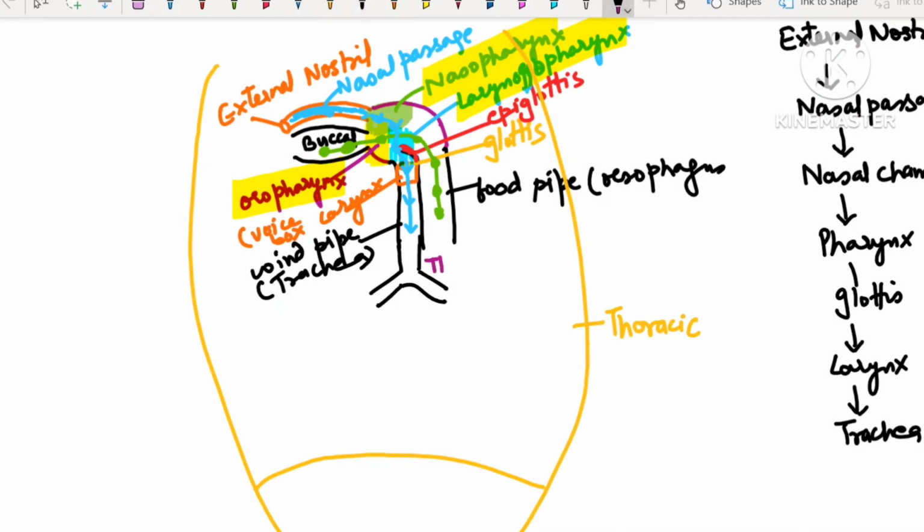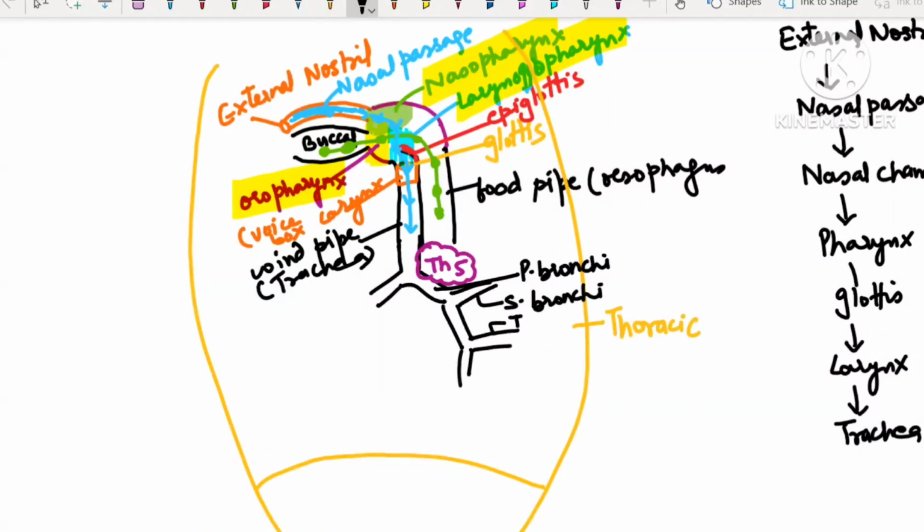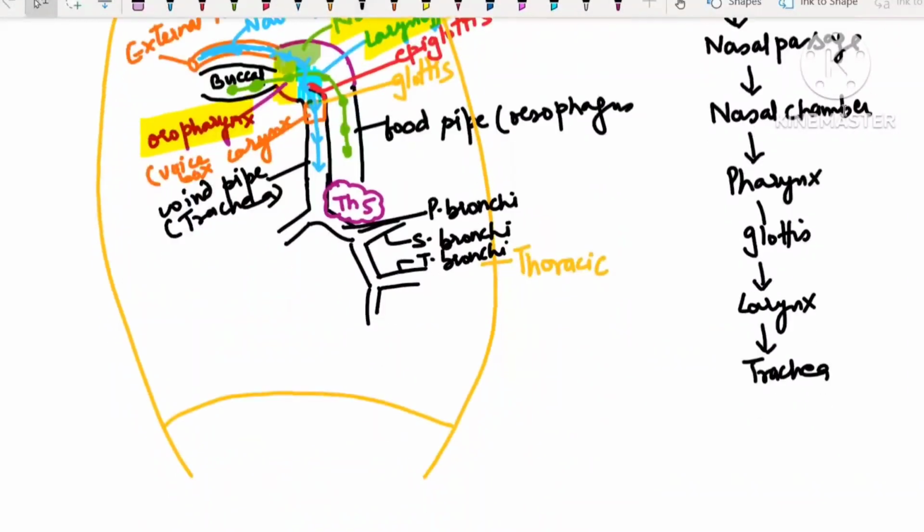So you can just write down here thoracic 5. Just make your learning thoracic 5. It is dividing into primary bronchi. This is primary bronchi. Clear? Now primary bronchi will again divide into secondary bronchi. This is secondary bronchi. Now this secondary bronchi will again divide further. This is known as tertiary bronchi. So I think up till here you are understanding that trachea will divide into primary, secondary and tertiary bronchi.